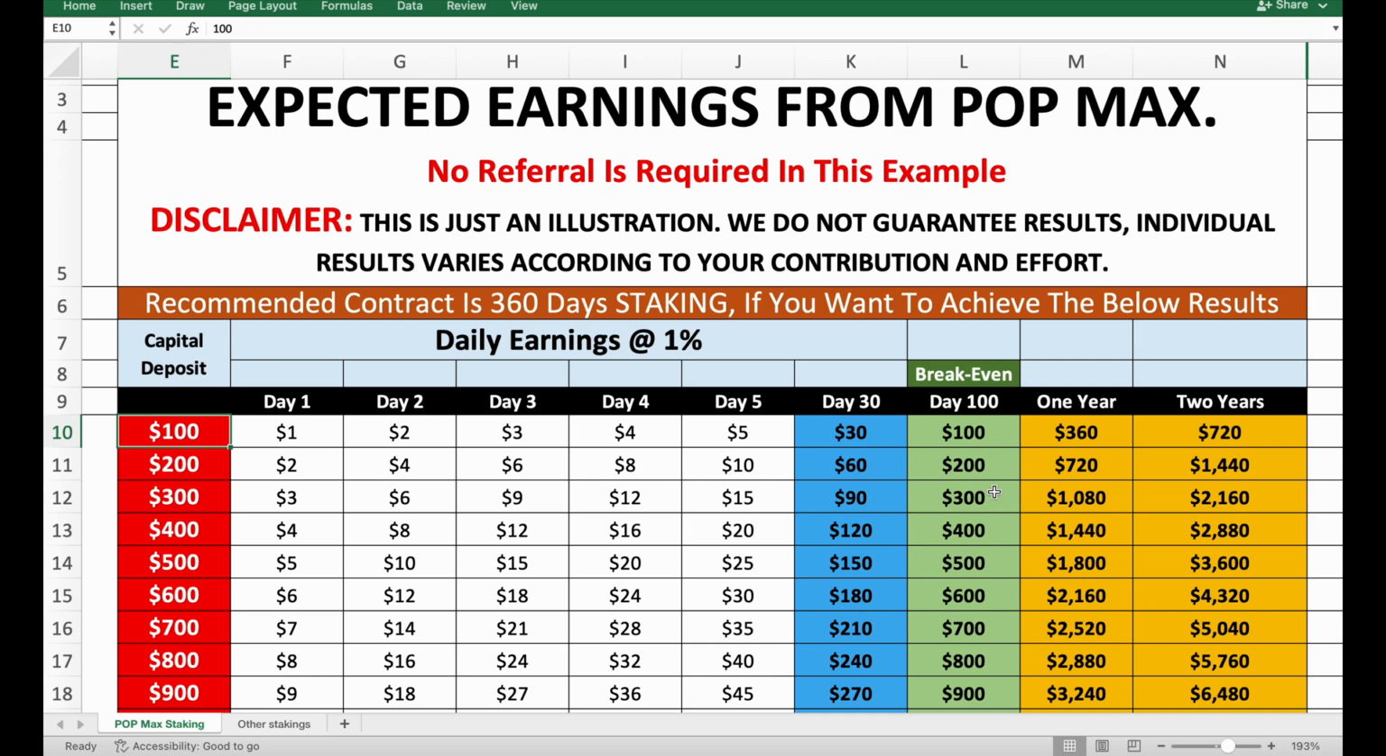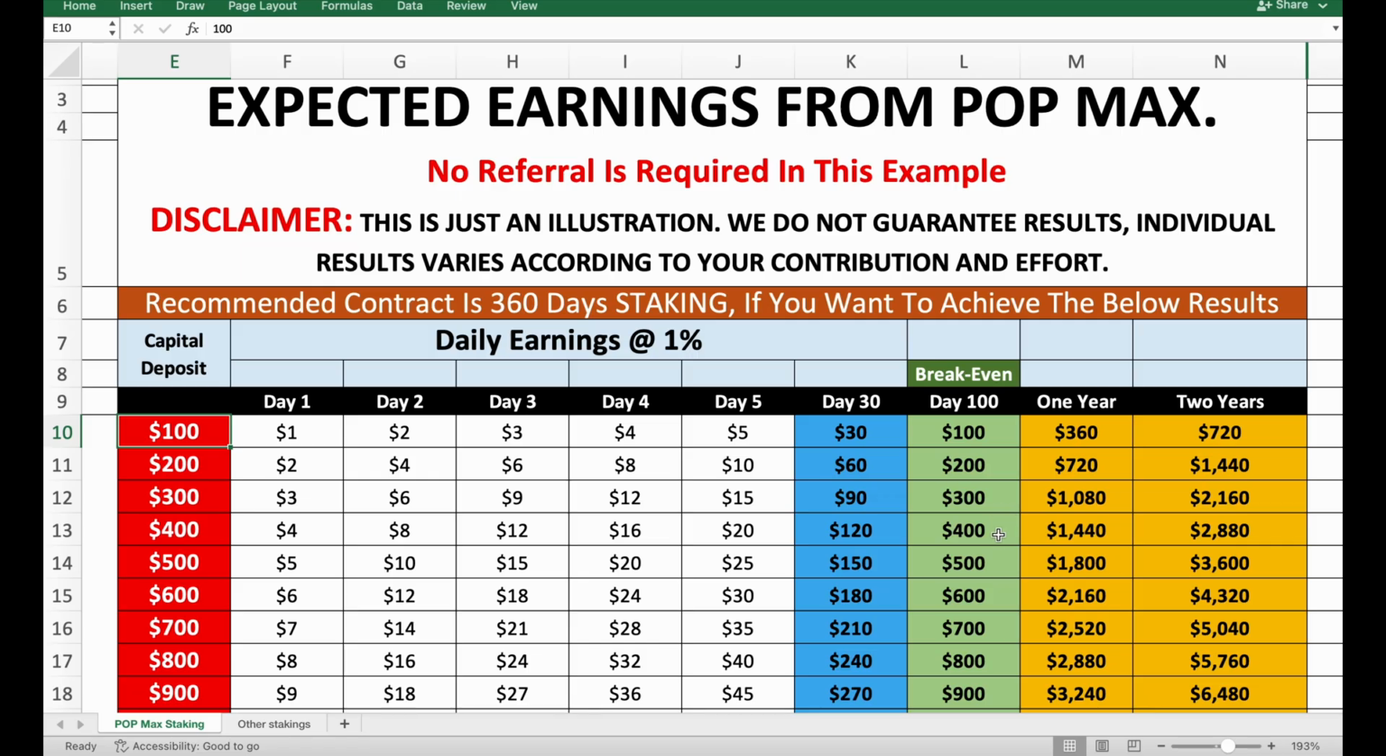Once you break even at your 100 days, withdraw that money and take it back to where you brought it from. If you had brought that money from your savings account, which I recommend you should be doing anyway, do not borrow money to invest in any platform.